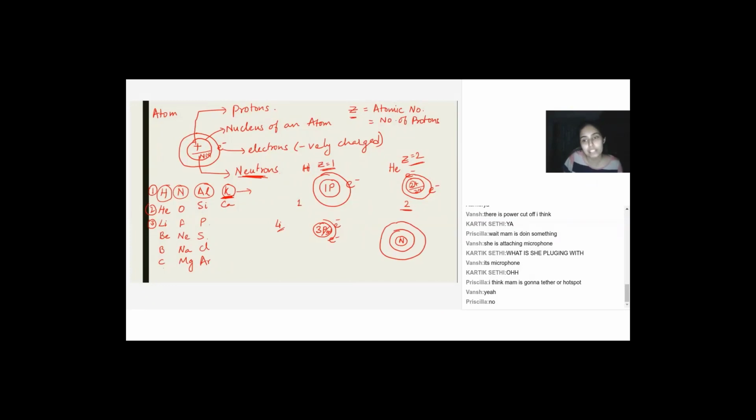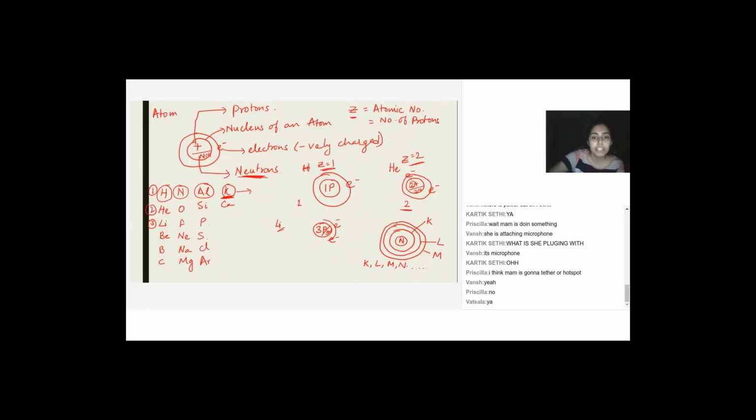These are called shells. Now these shells are named, for example, the first shell is called the K shell. Second shell is called the L shell, then M. So the naming starts from K, L, M, N, and so on. Does that make sense to everyone?